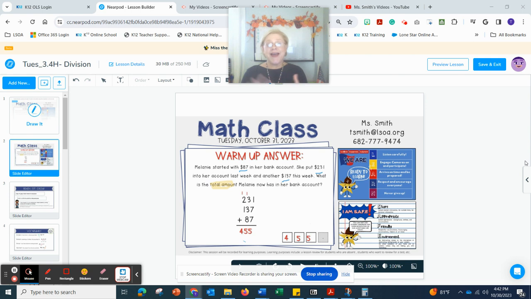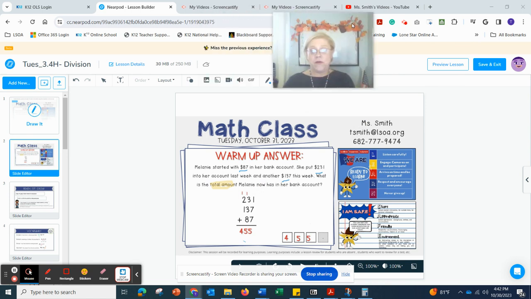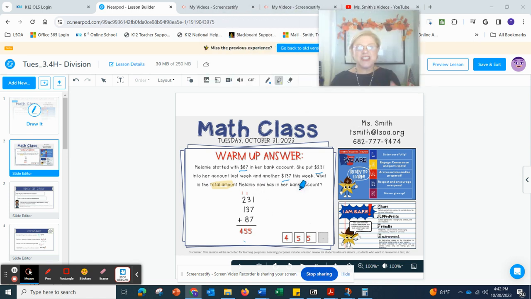We're going to add 231, 137, and 87. Now, if you look at my board, I went ahead and I organized my numbers from the greatest to the least. It's easier that way. Definitely easier for Miss Smith. We've talked about how Miss Smith really needs to visualize the whole shebang. For Miss Smith, I really need to organize my numbers from the largest number down to the smallest.